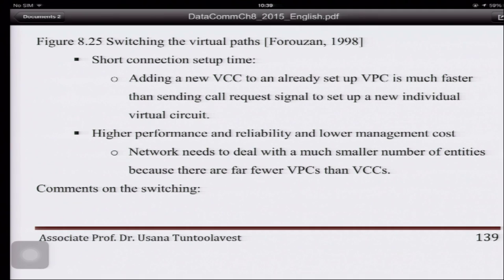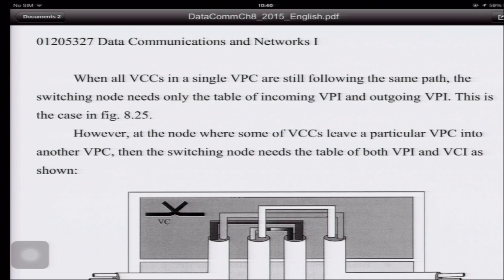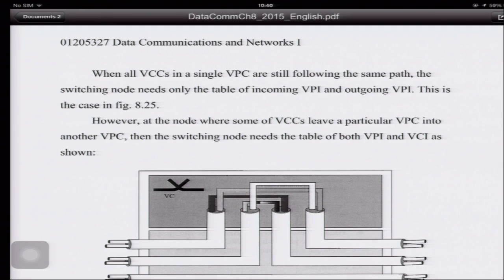And you have higher performance and reliability, and lower management cost because you manage as a group. You have a smaller number of entities, a smaller number of VPCs than individual VCCs. Now, when all VCCs in a single VPC follow the same path, they can switch together. So you have only a table to switch the incoming virtual path identifier into the outgoing virtual path identifier, which is kind of like the logic channel number, but it is the identifier for the whole bus, for the whole path.